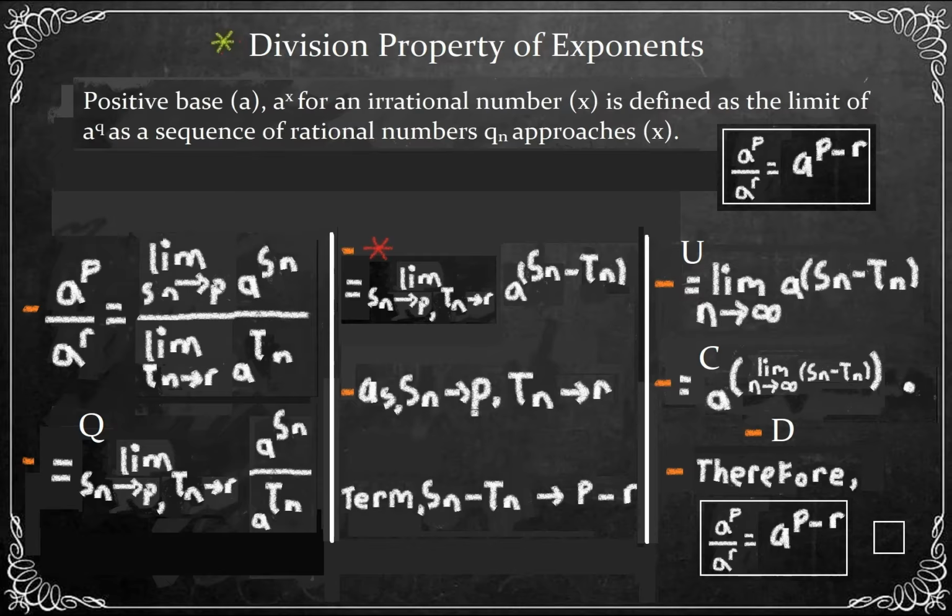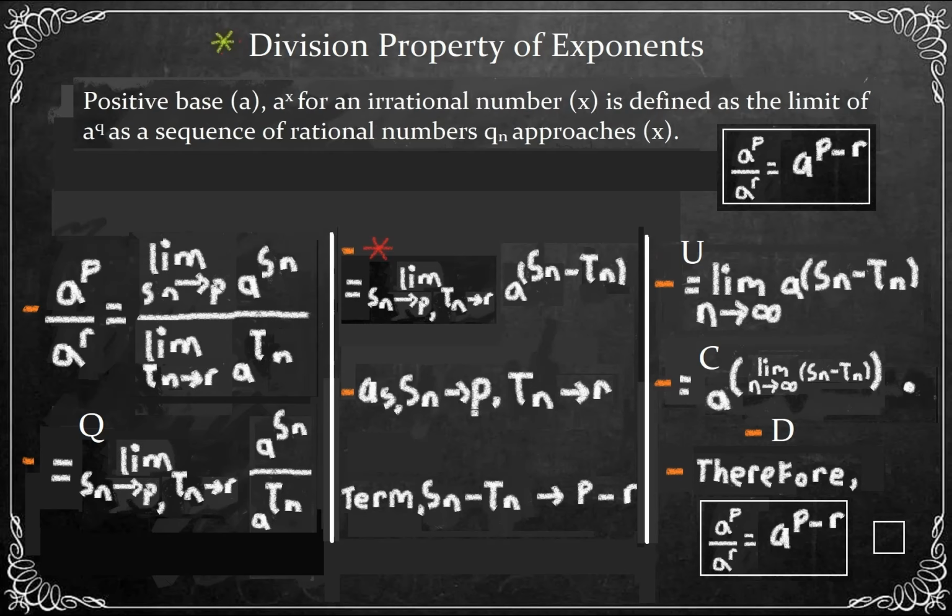Since the conditions are met, we can combine the limits. Voila! The first orange bullet. We get the limit as n approaches infinity of a raised to the power of s sub n minus t sub n. Nice, because we can apply the composite rule for limits. Next orange bullet. Moving right along, folks. Third bullet. We apply the difference rule for limits, not shown, to make it easier on the eyes.